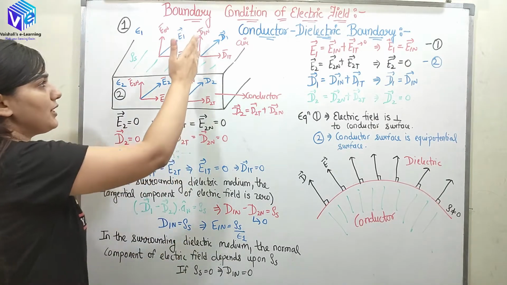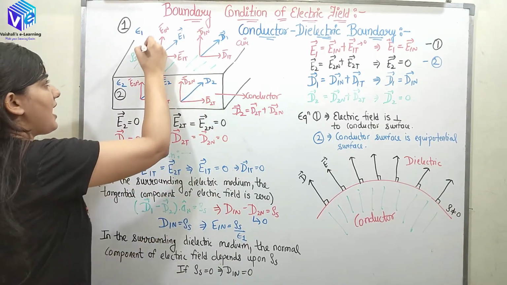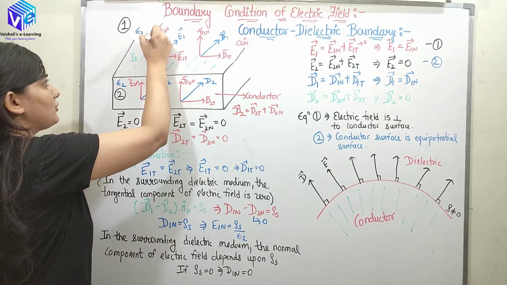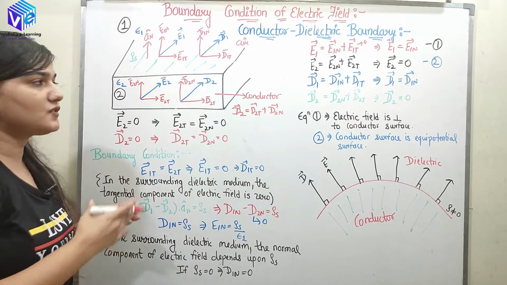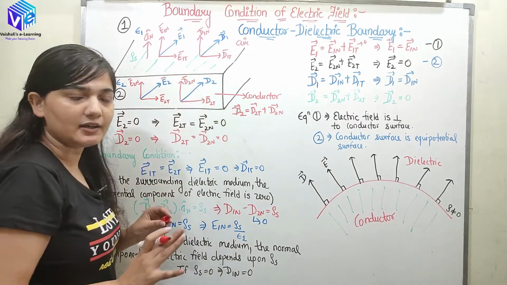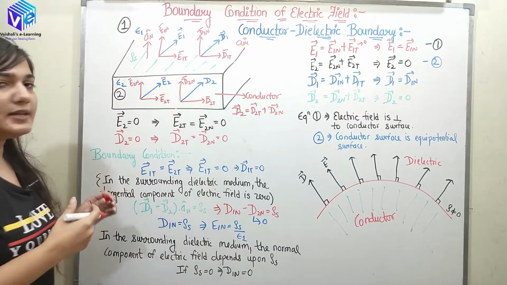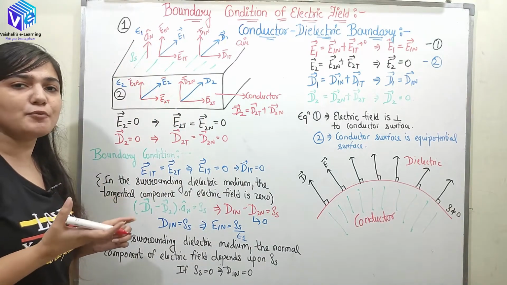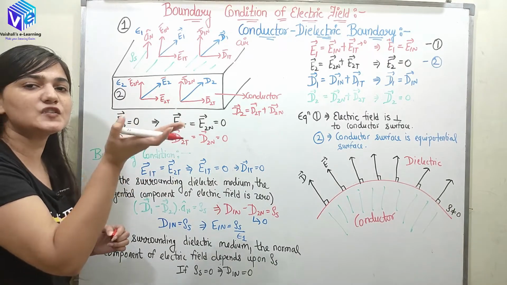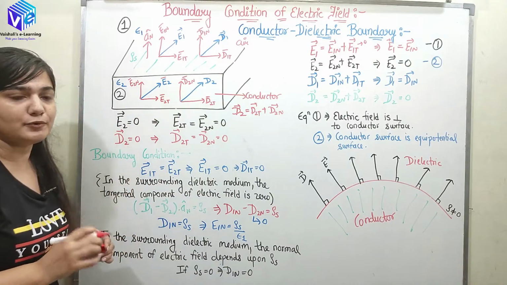The normal component will always be perpendicular to the surface. So here we have a normal vector, which is a N cap. The normal vector is normal to the surface of this conductor. Now if I resolve the components of E1, it will be E1T and E1N. The tangential component will always be parallel to the surface of the conductor. So these are all the tangential components.